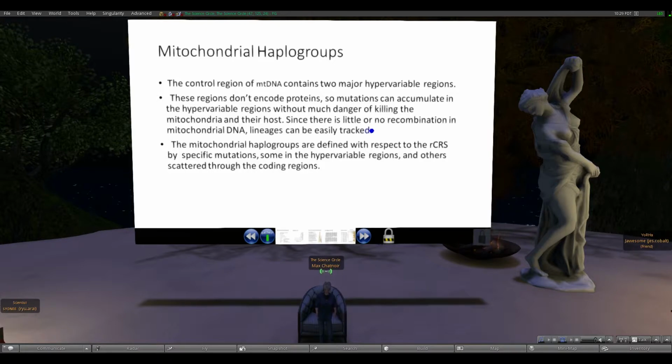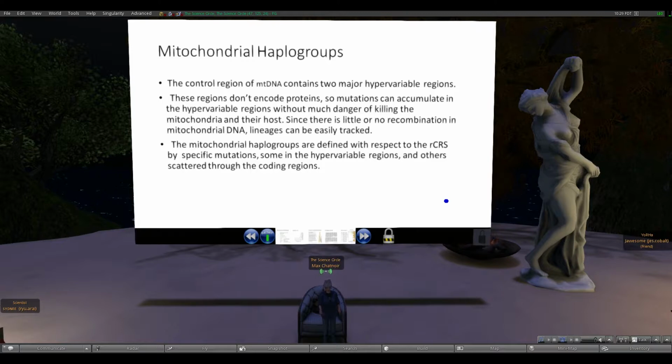These are frequently studied because they're hypervariable, because they accumulate a lot of mutations. And they can accumulate a lot of mutations because this region doesn't encode any of the mitochondrial proteins. So mutations in that region don't result in defective proteins and non-functioning mitochondria and do damage to their owners. There are mitochondrial defects that can damage their owners, for example, Leber's hereditary optic neuropathy, which leads to blindness.